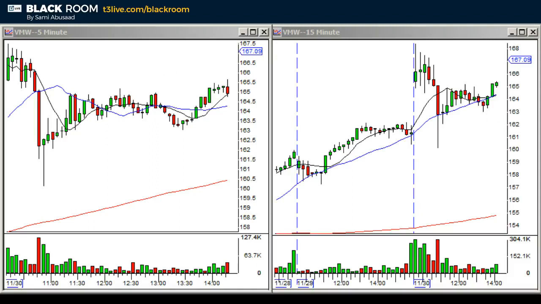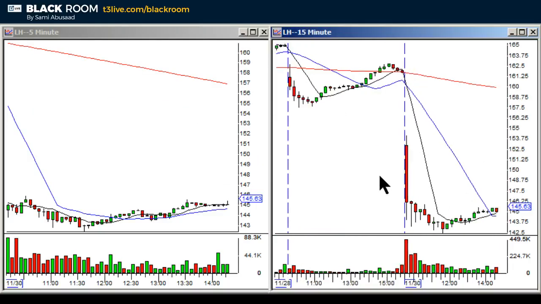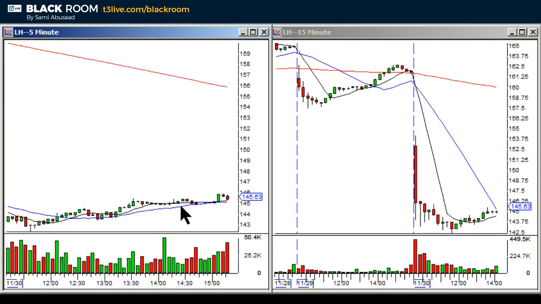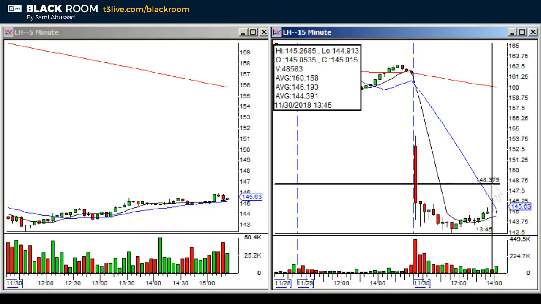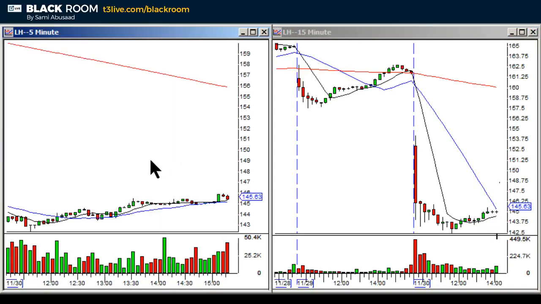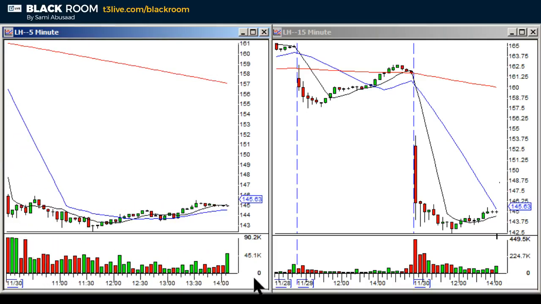All right, next thing on the list is LH. Okay, LH, let's say this was a good 15-minute sell setup off the right at the declining 20. What time was that? At 2 o'clock also. 2 o'clock. Here's 2 o'clock on the 5 minute chart. Did that look good short on the 5 minute?